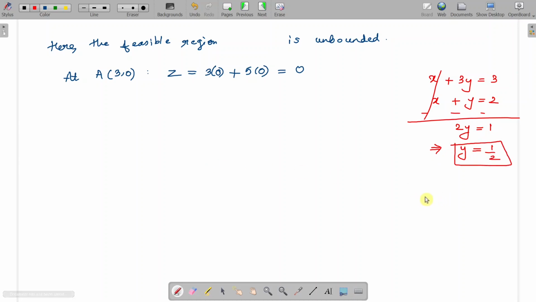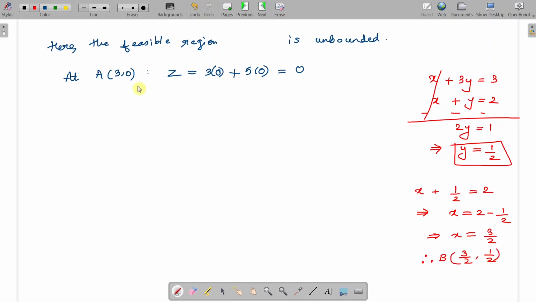Okay, now y equal to half we will substitute in the second equation. So that means x plus half equal to 2. So that means x is equal to 2 minus half. So that is nothing but x is equal to 3 by 2. So therefore the point B will be 3 by 2 comma 1 by 2.